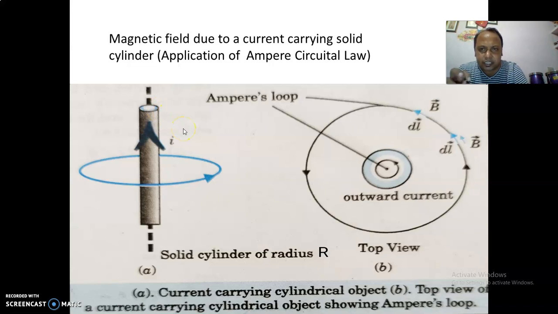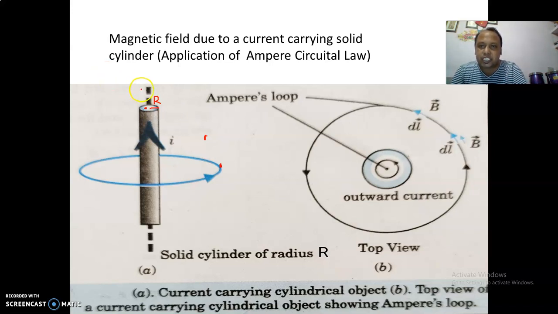This is solid, that is, it is filled from inside, and it has a radius given by capital R. I am drawing the radius here, so this is capital R. Now you have to find the magnetic field by using Ampere's Circuital Law at a point outside, suppose you consider this point outside, and at a point inside the cylinder also. So there can be different points. You can have the point inside also, you can have the point outside also.